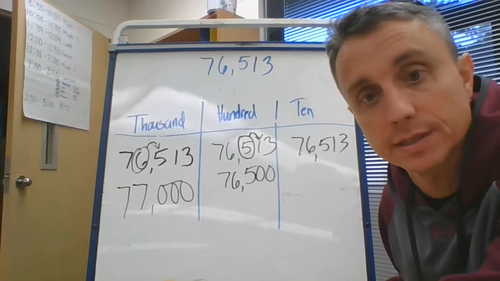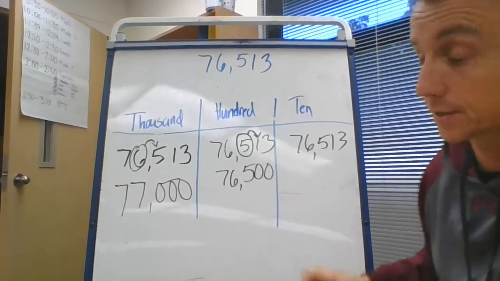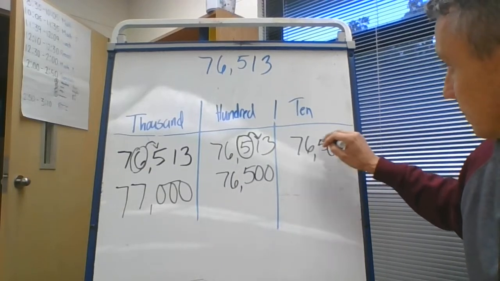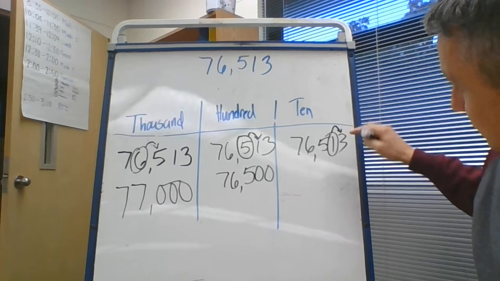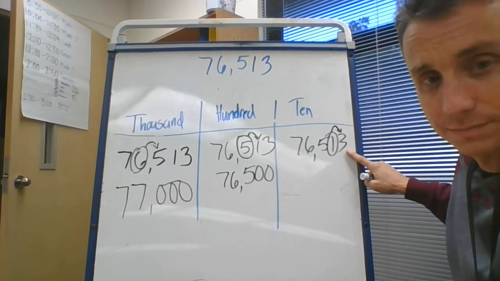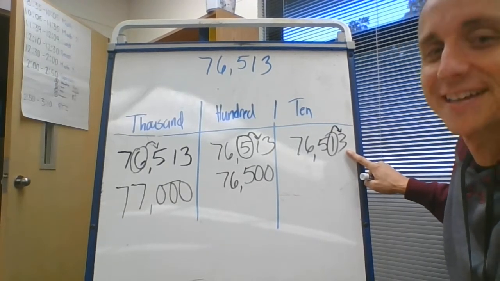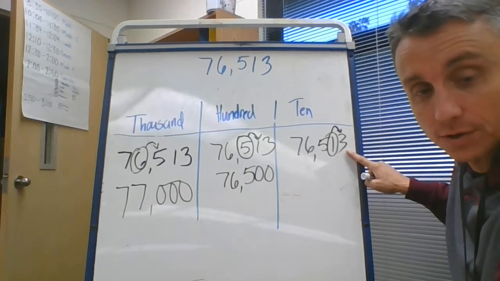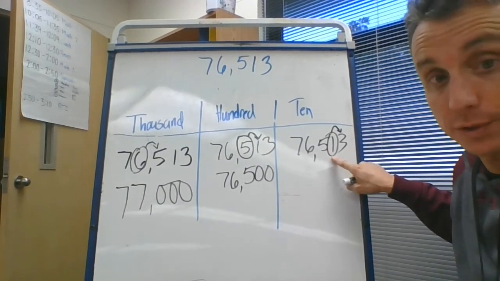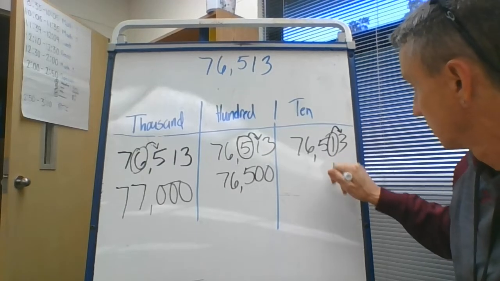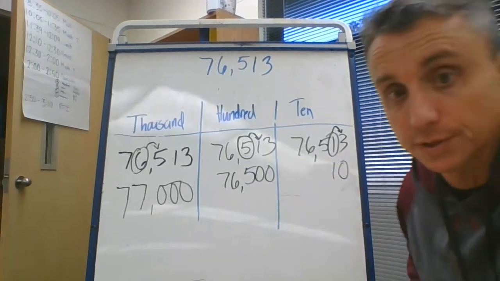76,513 rounded to the nearest 10. Find the place. Right next door. 5 or more. 4 or less. Oh yeah, 3 definitely falls into the 4 or less, so we're going to let the other place value that we circled rest. Look to the right, put zeros in sight.